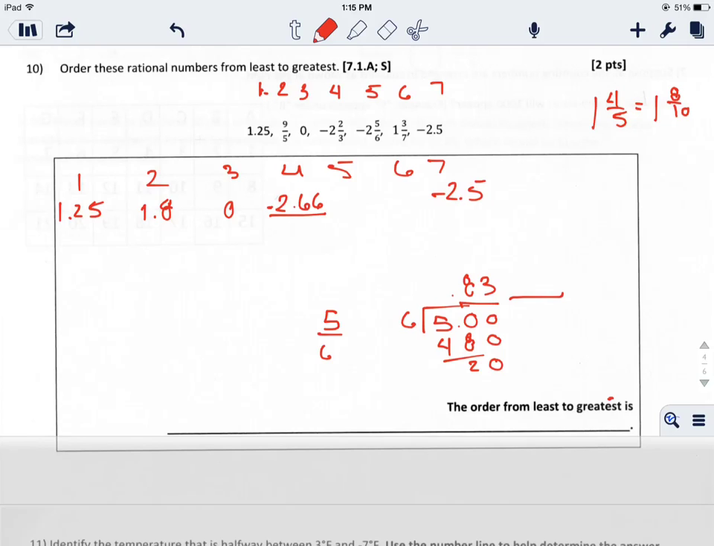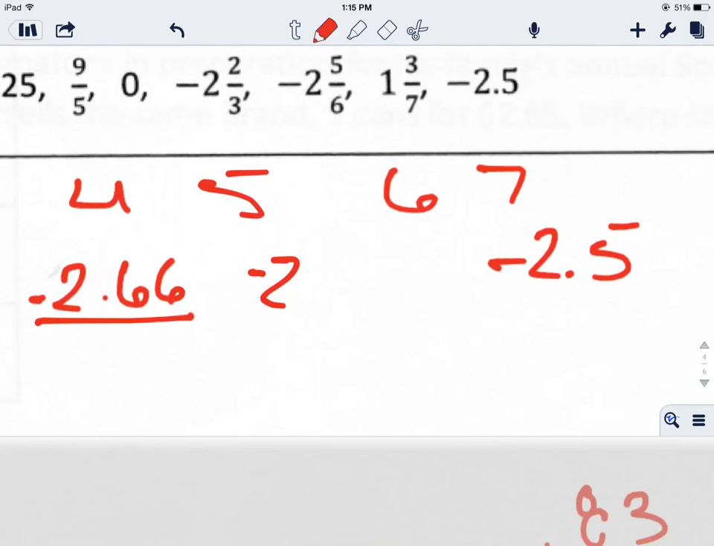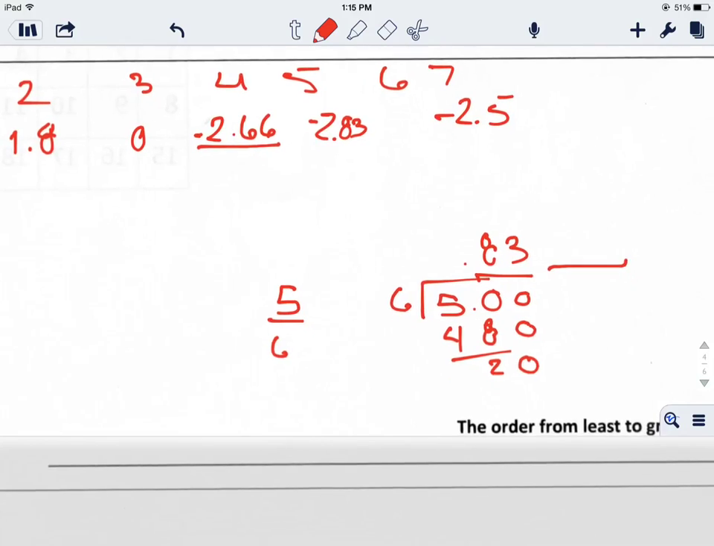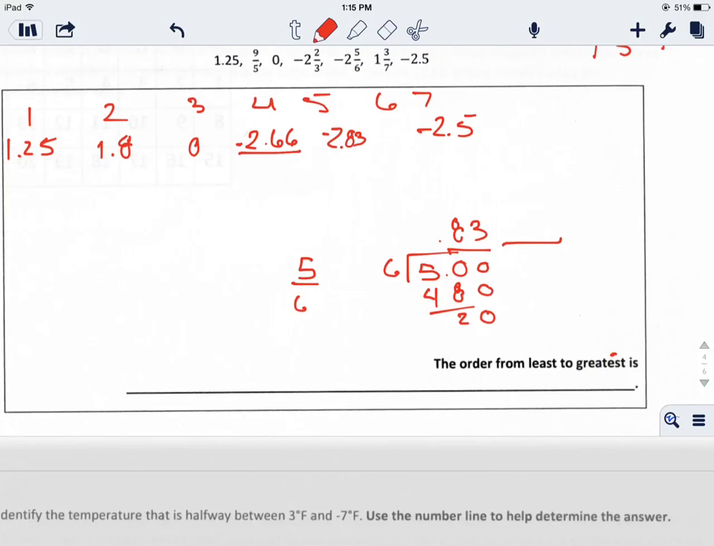So negative 2 and 5/6 is the same as negative 2 and 83 hundredths. Right, 83 hundredths. I should write that a little bigger. Negative 2 and 83 hundredths. Right, so I just really needed to get out to 2 decimal places so I can compare it to number 4 over here. All right, and let's do the same thing with 3/7.